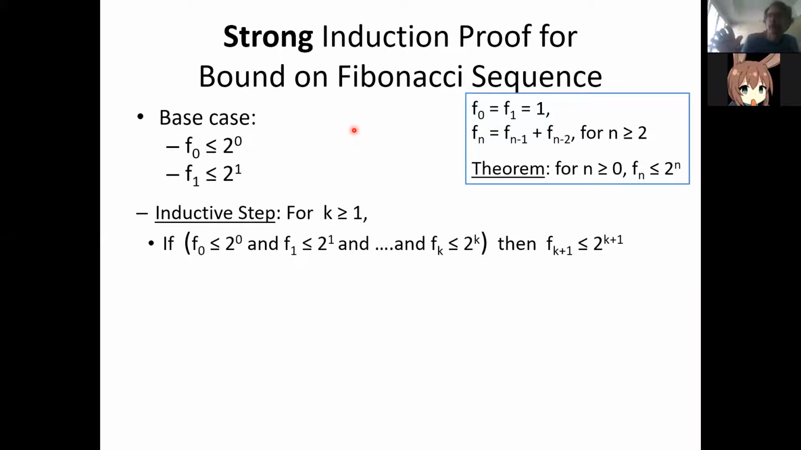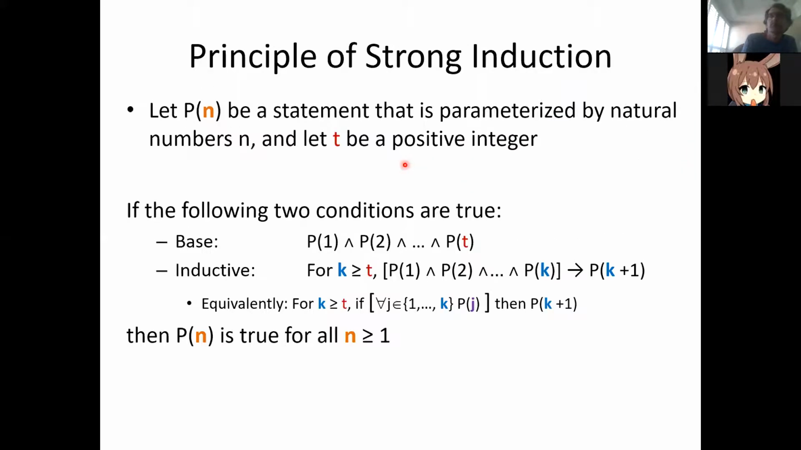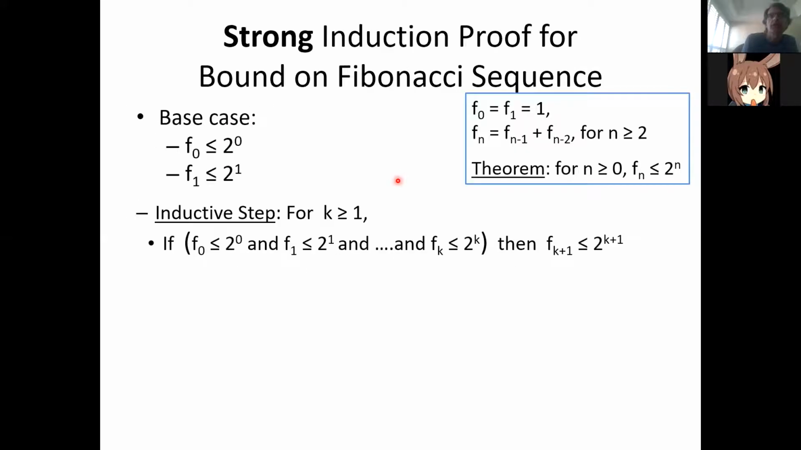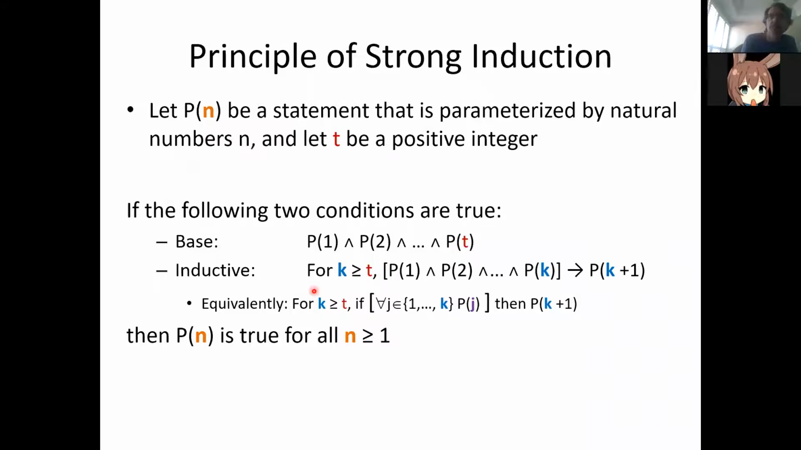Let's postpone actually proving that this works for this recursive formula and this claim about it. But what is it in general? I have some predicate which I'm proving directly about two different indices in the base case, and then I'm having this inductive step. I want to prove that if the predicate holds about all indices up to k, then it holds about index k plus 1. This is the general form of strong induction.